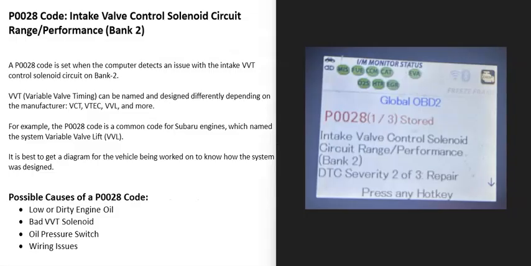So today I'm talking about a P0028 code, what it is, and how you can go about fixing it. And so what is the P0028 code? Well, it's an intake valve control solenoid circuit, range performance, bank 2. So what does this mean?